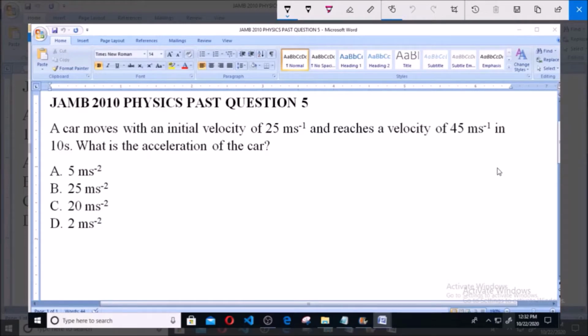A. 5 meters per second square, B. 25 meters per second square, C. 20 meters per second square, D. 2 meters per second square.